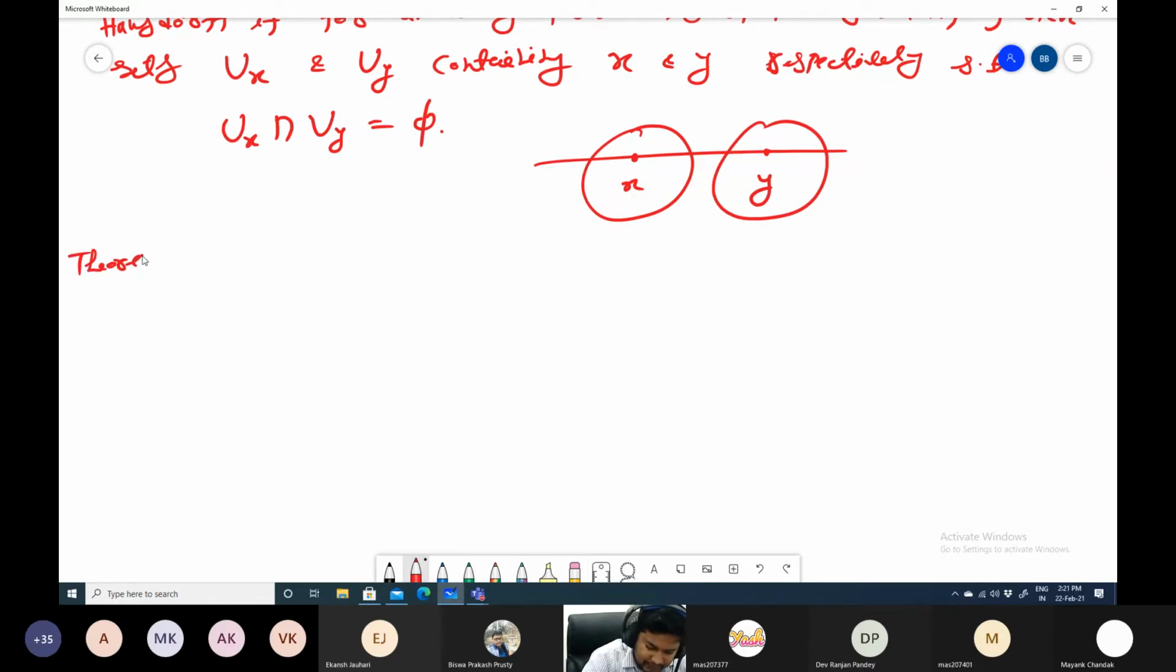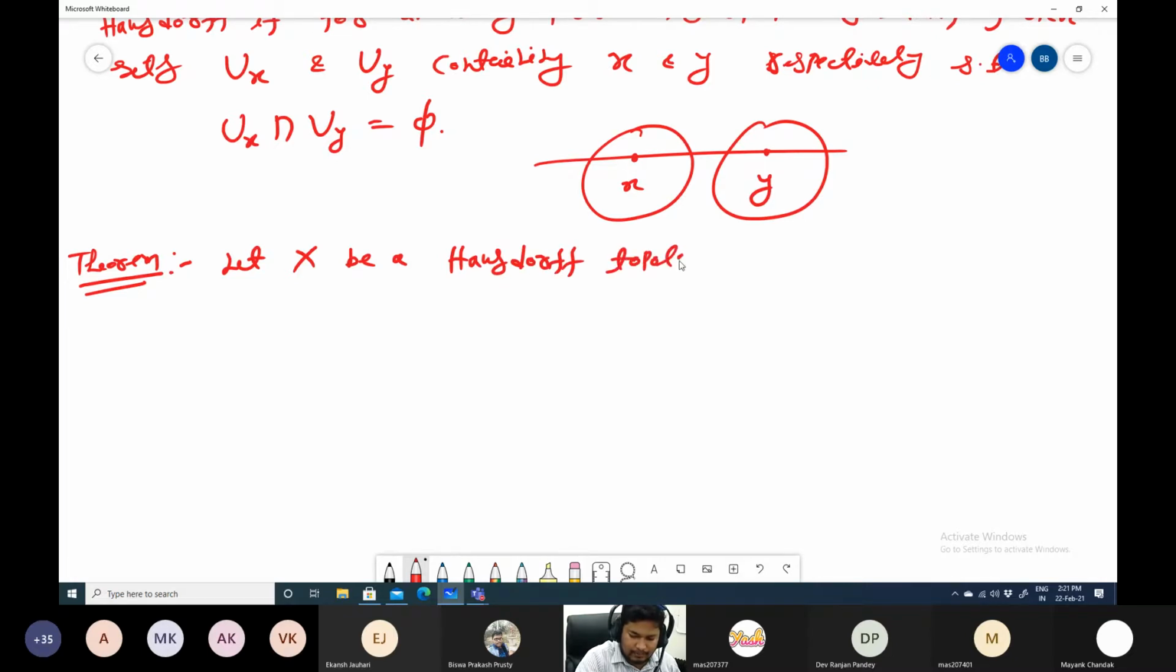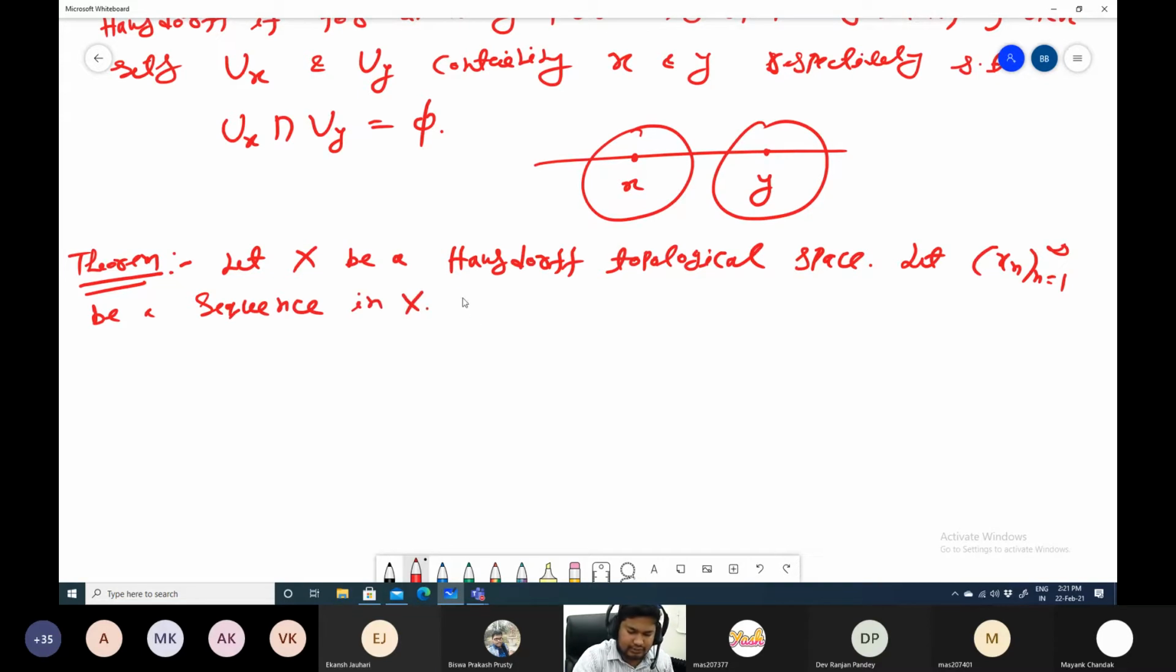Now there is an important theorem. Let X be a Hausdorff topological space, and let Xn be a sequence in X. Then Xn, that is the sequence, converges to at most one point.